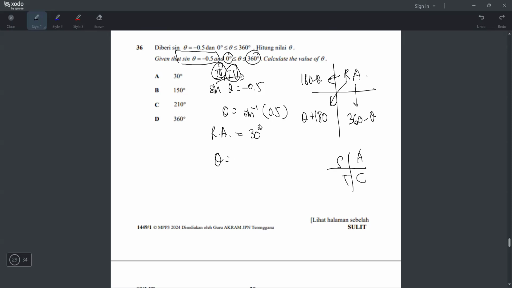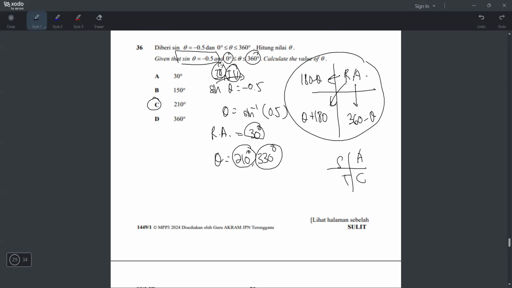So tell me now, 30 degrees, how to convert to quadrant 3? According to my notes here, you have to plus 180. So 30 plus 180 is 210. And then to convert to quadrant 4 is 360 minus the reference angle 30. So 330. So this is the answer in quadrant 3, this is the answer in quadrant 4. So now calculate the value of theta. So A, B, C, D, which one is the answer? C. But actually, there should be two answers, 210 and 330.